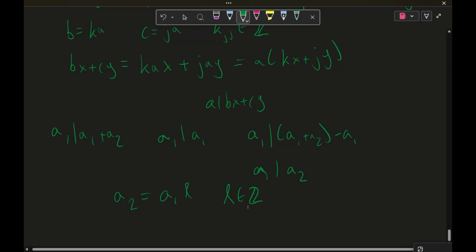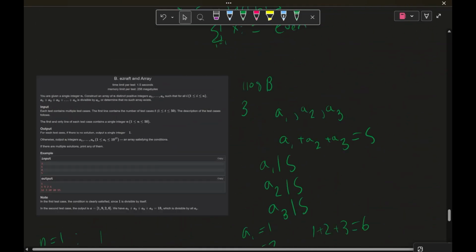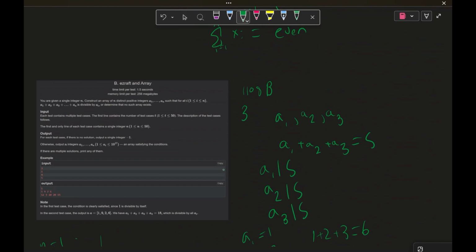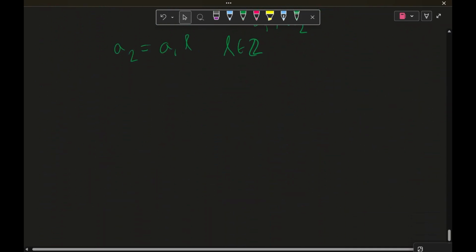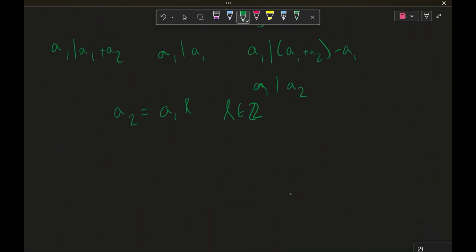One, because in the problem it said all of these are positive. I'm pretty sure it said this somewhere. Given a single integer n, positive integers. So these have to be positive. And because they're positive, A2 and A1 are both greater than 0.